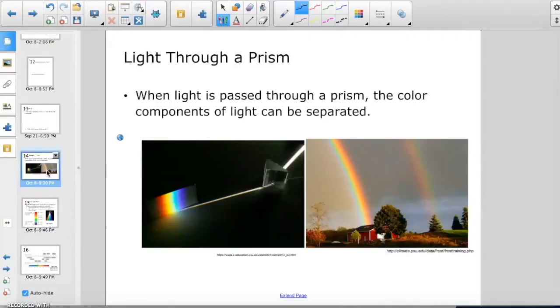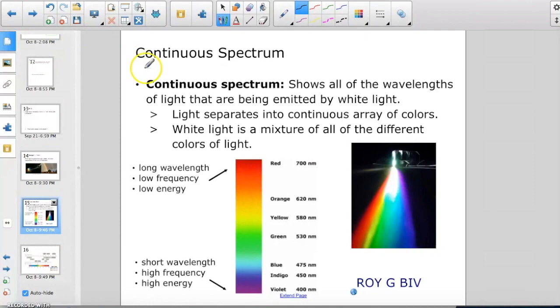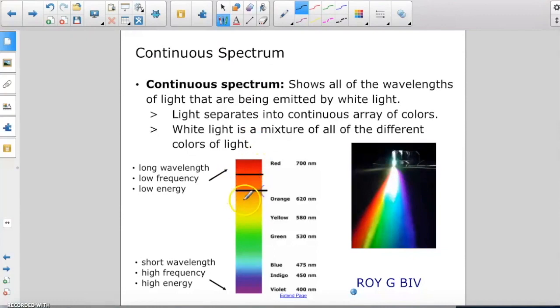So when light goes through a prism, what we see when we analyze the rainbow is something called the visible light spectrum. Okay, this spectrum is a continuous spectrum because it has no gaps in the middle. There's no gaps at all. So that's why we call it a continuous spectrum.